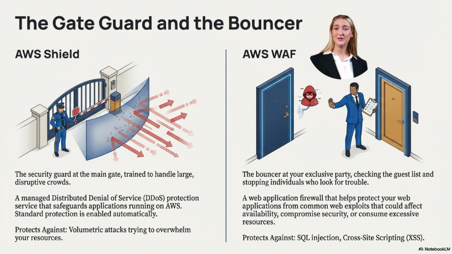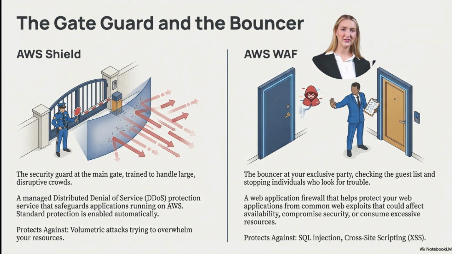AWS WAF, Web Application Firewall, is the bouncer at your exclusive party. It checks the guest list and stops individuals who look like trouble. It protects your web applications from common exploits like SQL injection and cross-site scripting, XSS, that could compromise security or consume excessive resources.